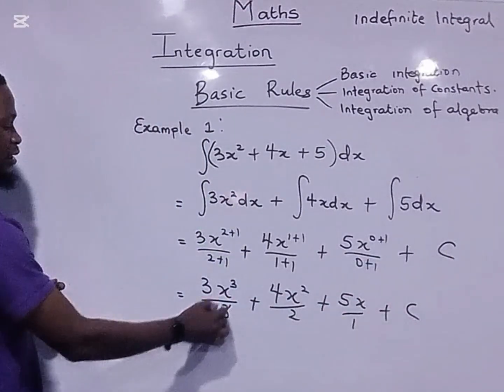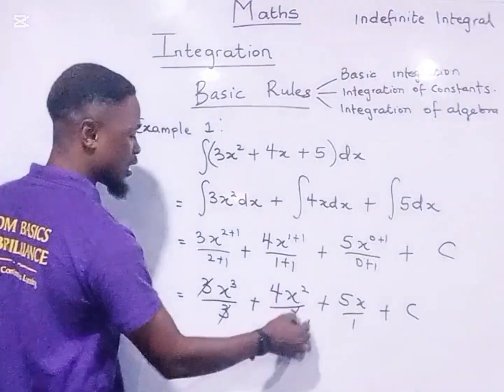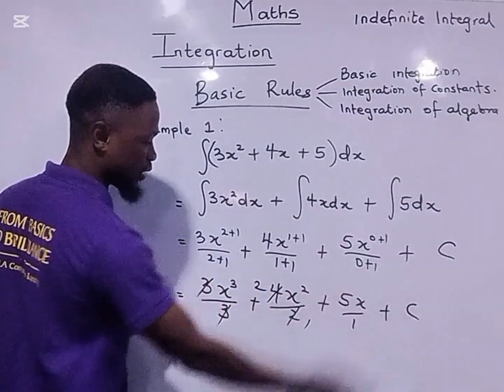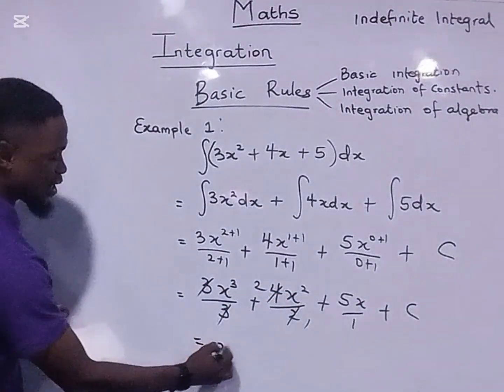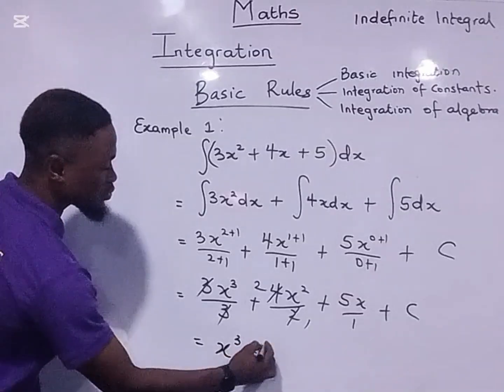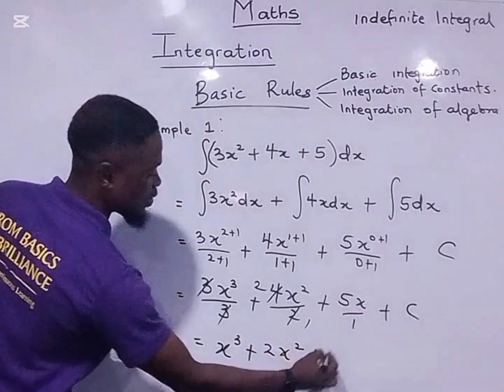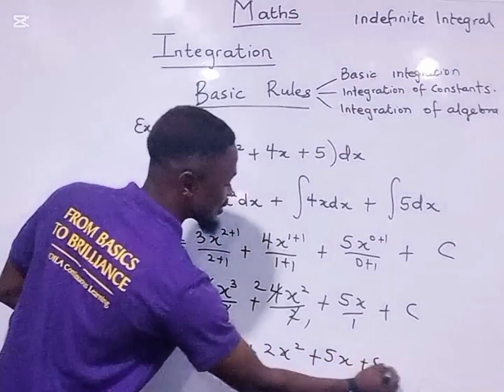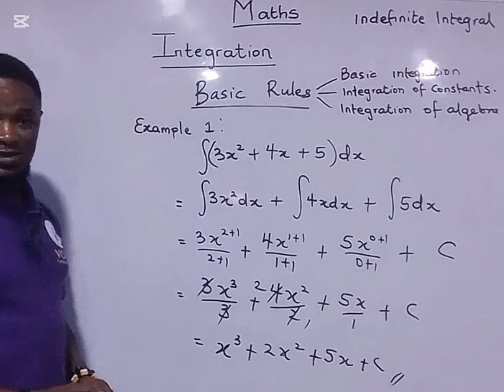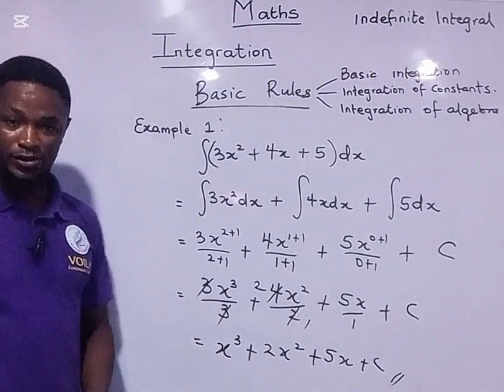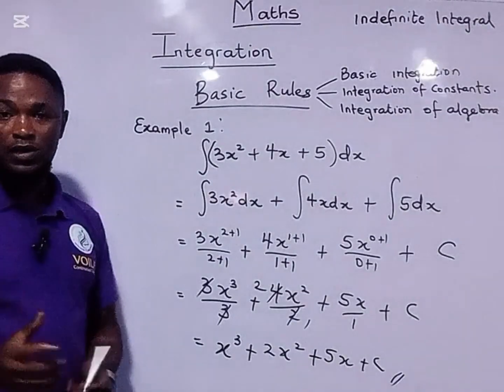What can cancel? 3 can cancel 3. 2 here 1, 2 here 2. Okay, that one is okay like that. So we have x^3 plus 2x^2 plus 5x plus c. So this is simply your answer. This is called integration of algebra, just integrating them one after the other.